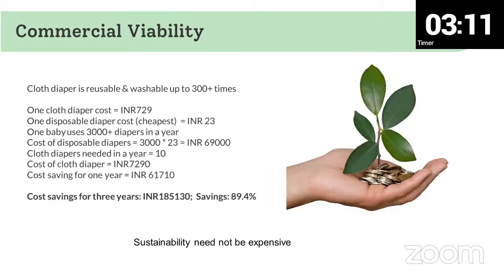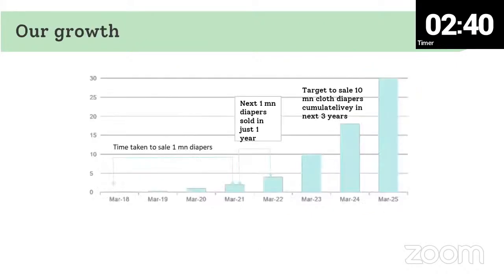Now, any sustainable product also has to be commercially viable for adoption. A cloth diaper costs 729 rupees and one disposable costs 23 rupees, but a baby uses 3,000 diapers in a year. So in a year, a person is going to spend 69,000 rupees on disposable diapers, whereas with 10 cloth diapers, by spending 7,200 rupees, they are able to get used cloth diapers. That is almost 89% savings that one can see using cloth diapers.